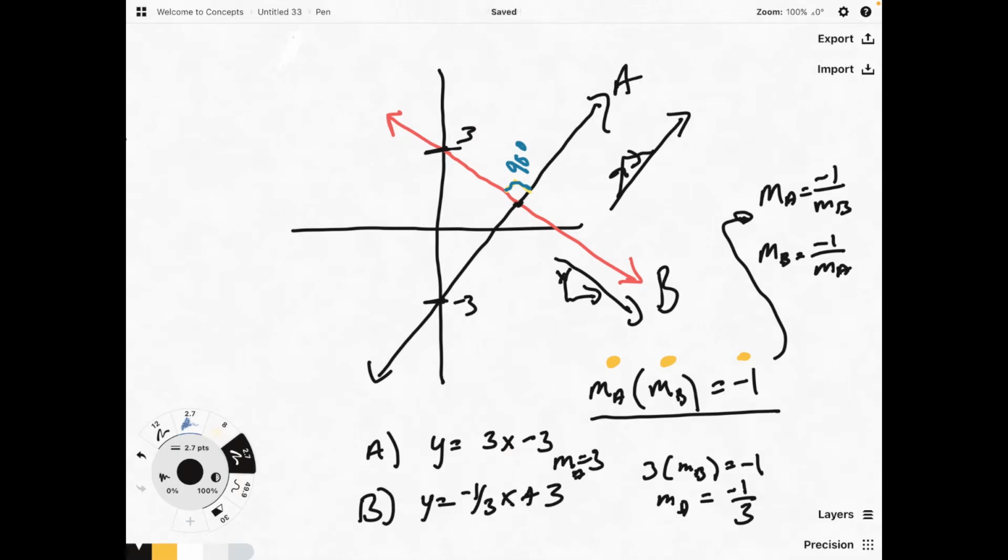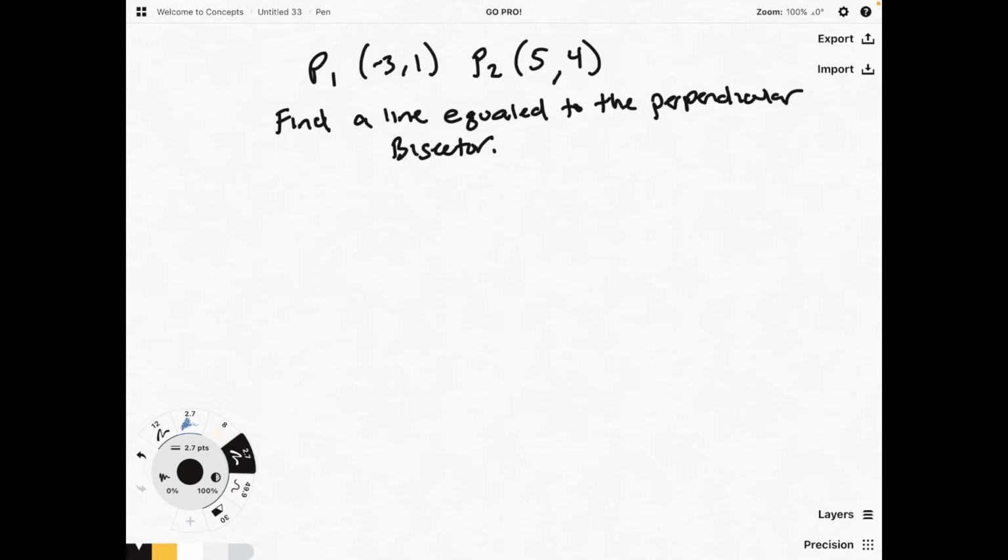But if you don't want to think of the negative inverse, you can just know that two slopes multiplied by each other will give you that -1 value. Okay, let's look at another example. You're given 2 points: the point -3, 1 and the point 5, 4. And the question asks to find a line equal to the perpendicular bisector.